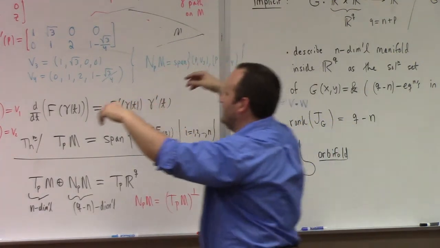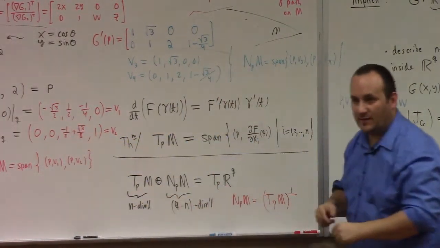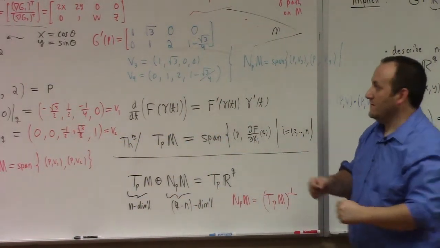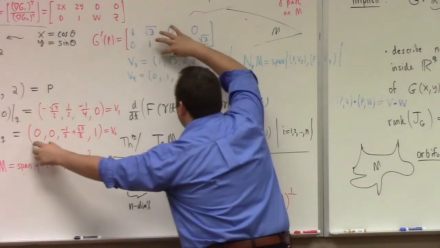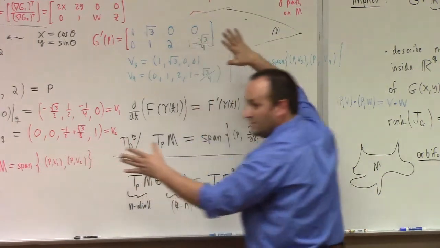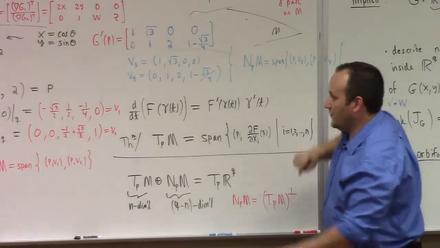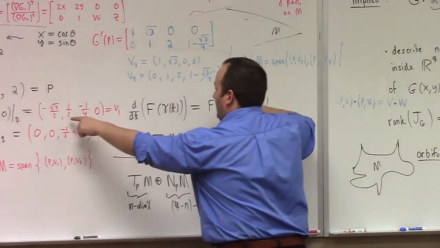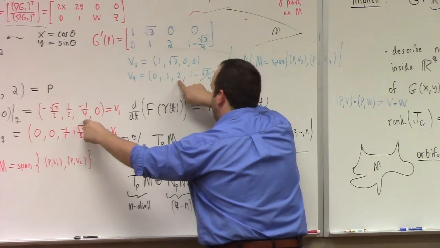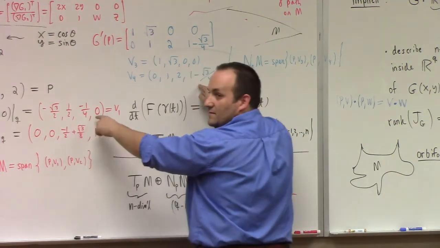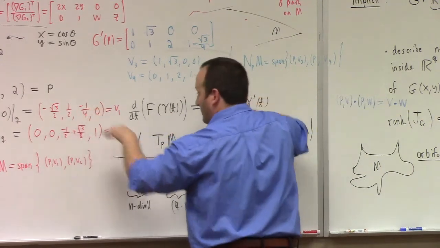It is. Look, minus root 3 over 2 plus root 3 over 2. Dot product 0. Is V3 perpendicular to V2? Look at that. Zeros, zeros. How about V4? Is V4 perpendicular to V1? 1/2 minus 1/2 plus 0. Otherwise known as dot product of V1 and V4, 0.